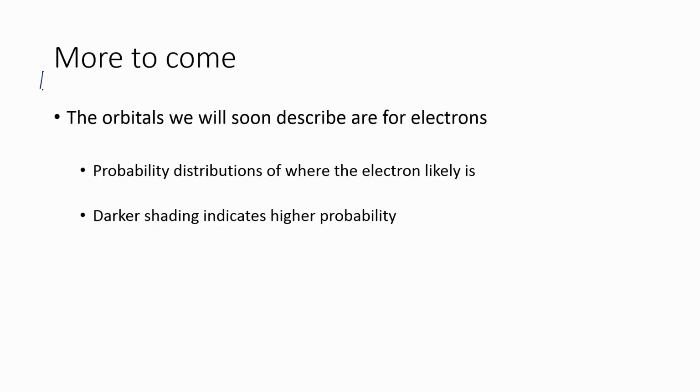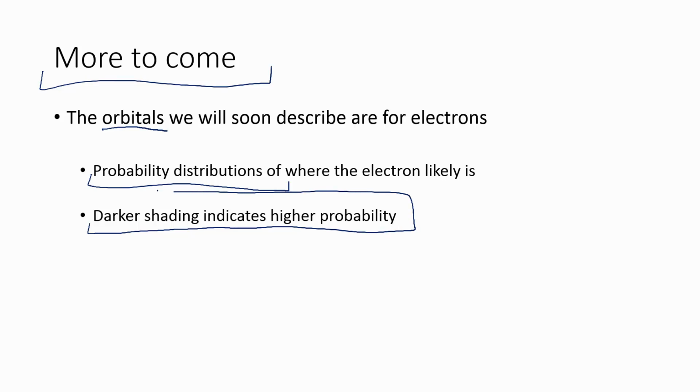What's coming up next in the subsequent sections is we're going to start talking about where electrons specifically are around an atom. And they're not in little orbits, they're actually in probability distributions, areas where electrons are likely to be. We're going to draw these out in little three-dimensional volume shapes, with higher probability areas indicated by darker shading. And that's the take-home message of this part of the chapter.